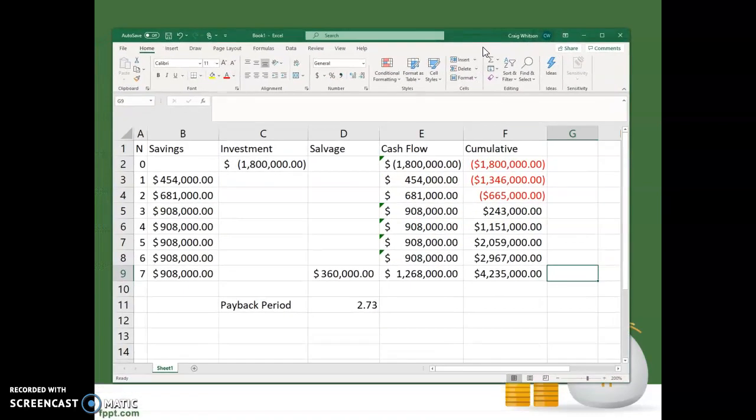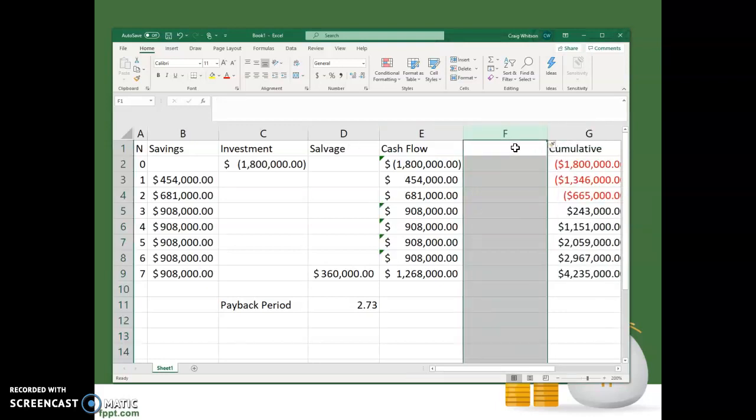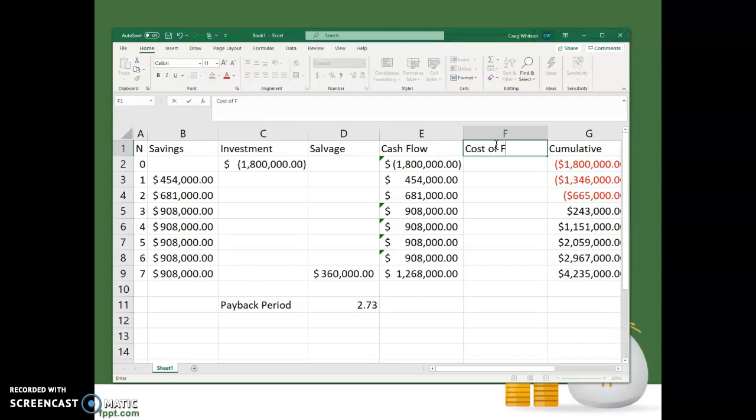So I've got my same spreadsheet from the previous example problem that has our savings per year, our initial investment amount, the salvage we get back at the end, and we add those all up, and that gives us our cash flow value for each year. And I've got this cumulative column here as well. What I'm going to do is insert a column here between cash flow and cumulative, and I'm going to call this cost of funds.